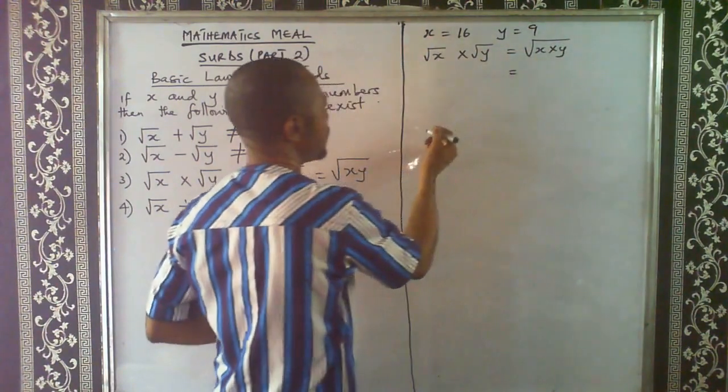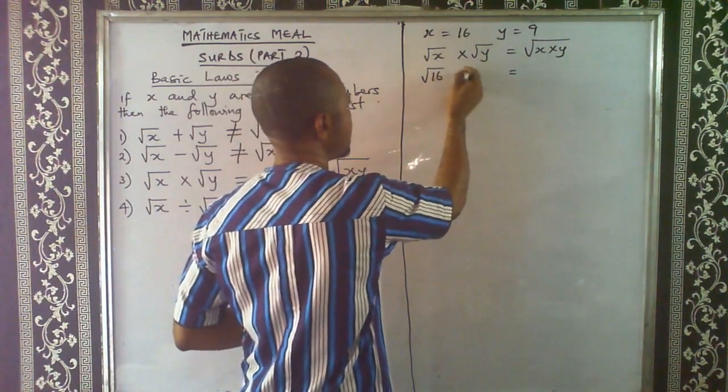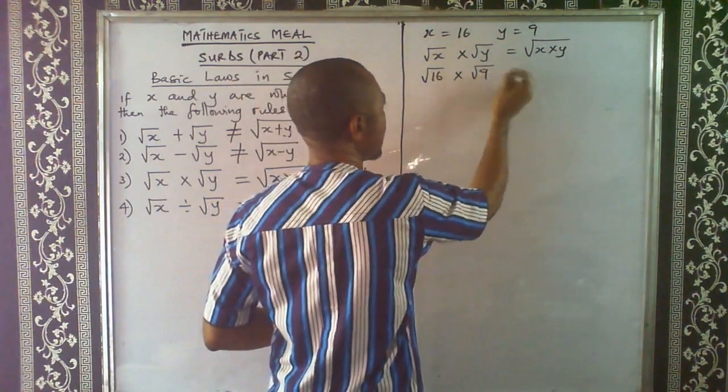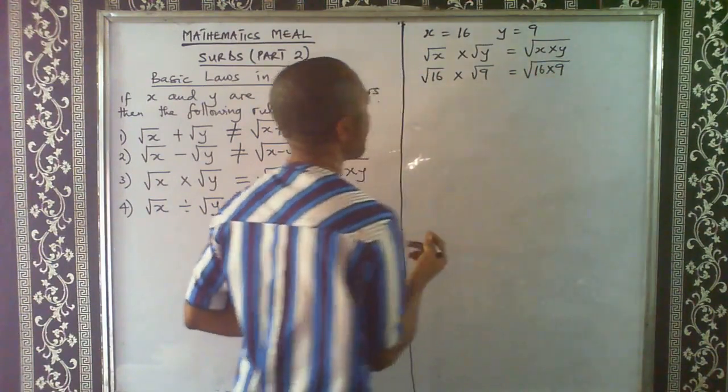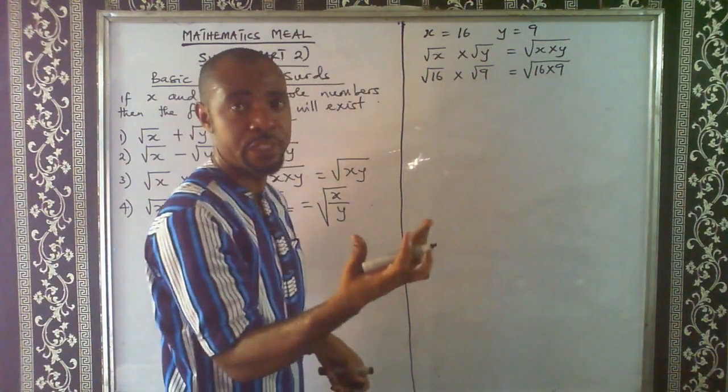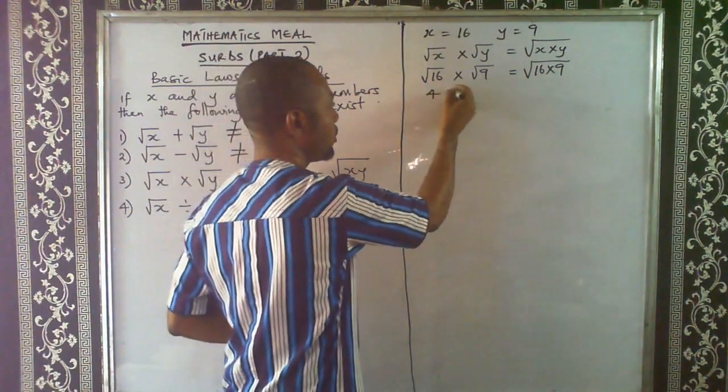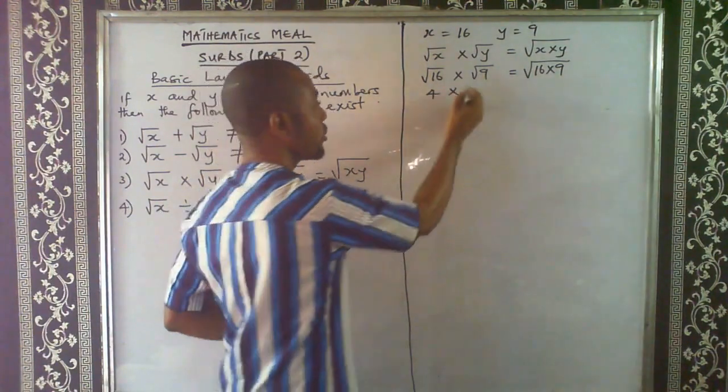Okay? Let's impute this. Square root of 16 times square root of 9 is the same thing as square root of 16 times 9. Okay? What is square root of 16? Square root of 16 is 4. What's square root of 9? Square root of 9 is 3.